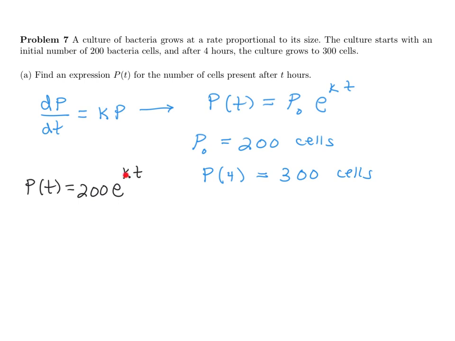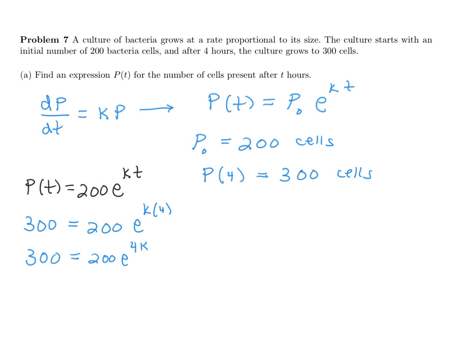To figure out k, what you can do is take this information and put it into this equation. If you put 4 in place of t, that means P of t should be equal to 300. I'll simply write this as, if I put 300 in place of P of t, that means you have really put 4 in place of t. So that is 300 is equal to 200 times e to the 4k.